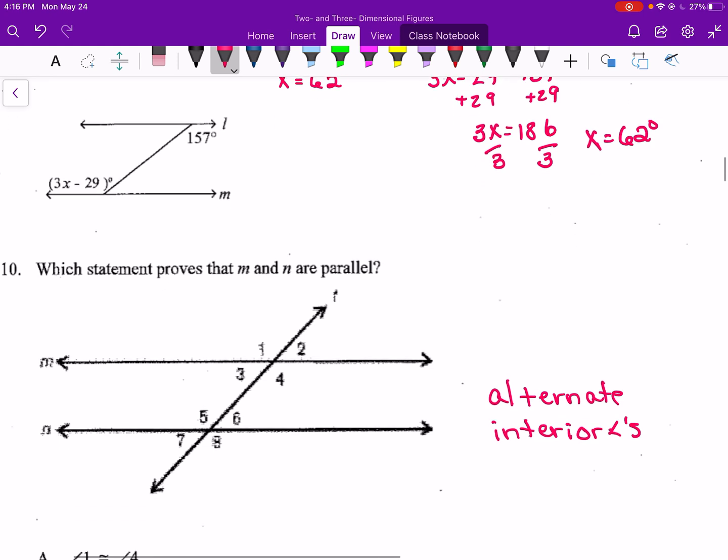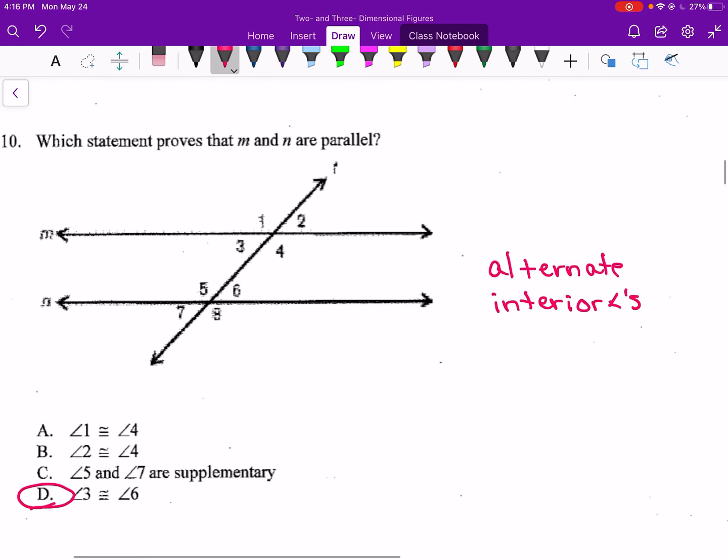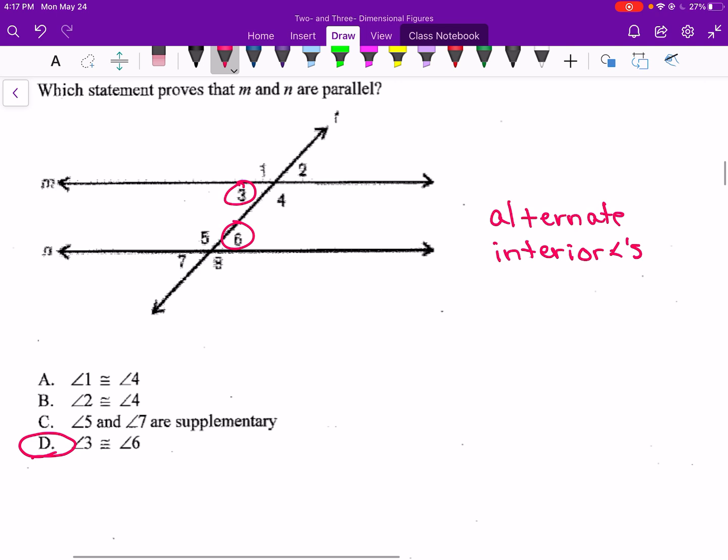Which statement proves that M and N are parallel? That would be number 6 for alternate interior angles. 1 and 4 are vertical angles, has nothing to do with the lines being parallel. 2 and 4 are a linear pair. 5 and 7 are supplementary. The only answer that deals with both lines, an angle next to both lines, is 3 is congruent to 6. And that is true because they are alternate interior angles.